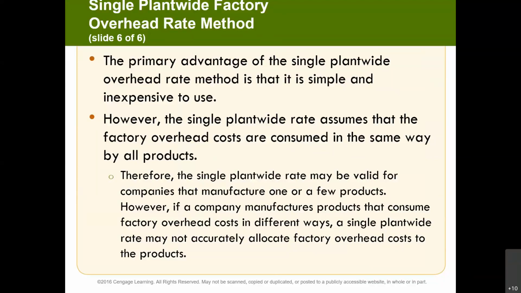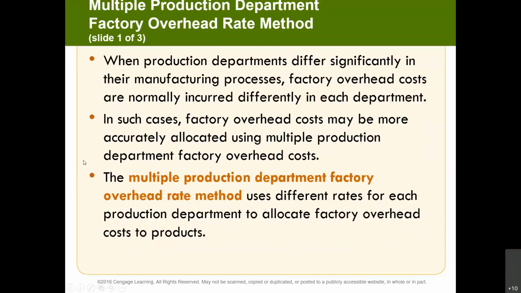If a company manufactures products and consumes the factory overhead rate in different ways, a single plant-wide method may not accurately reflect all of the overhead costs to that respective product. And that's where factory overhead for multiple departments comes into play. So now let's talk about the departments. And again, we covered this in earlier chapters, so this is just a recap of what we explored in earlier chapters.